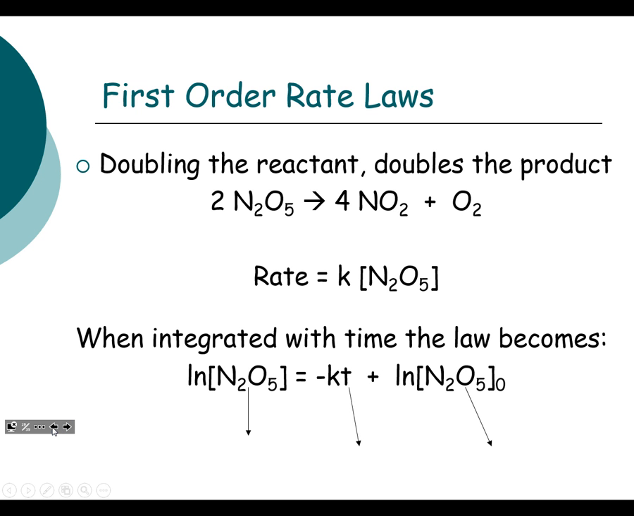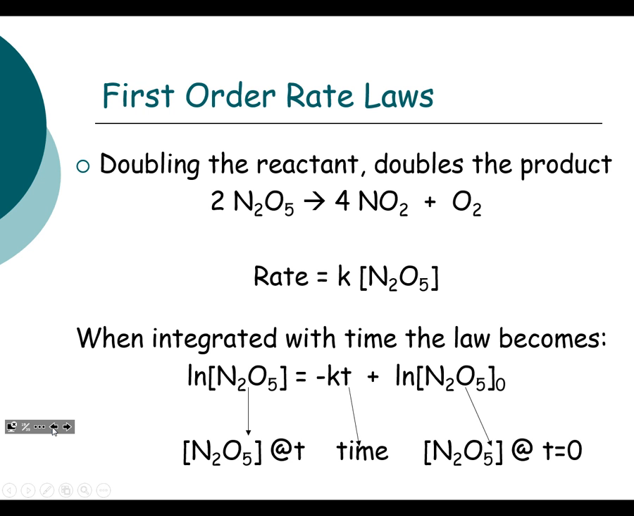Okay, first order rate laws. In a first order rate law, doubling the reactant doubles the product. And so if we were going to write this rate law for this first order rate law, rate equals K times concentration of A, and notice there's no order there, it's an understood one. You can write the one in if you want. Now, when we integrate that with time, it takes on a different look to it.